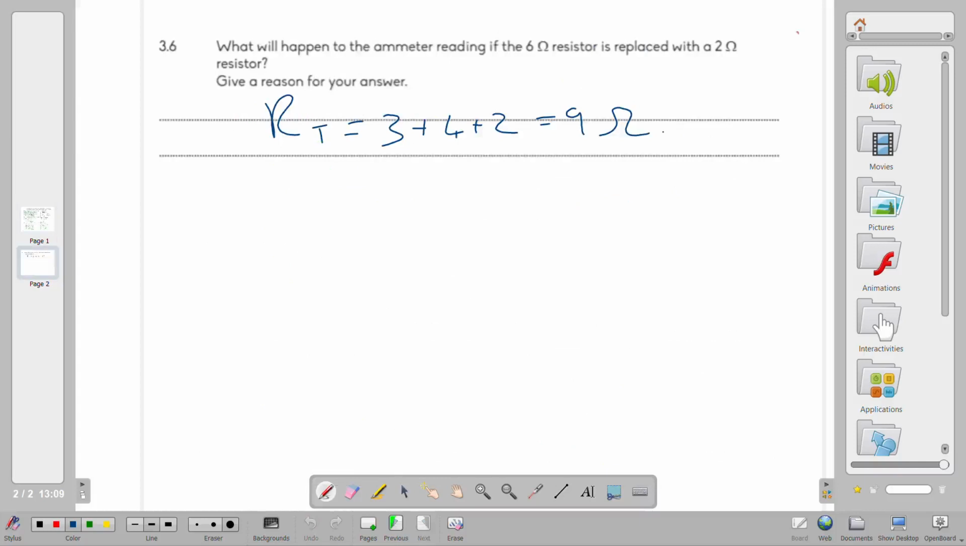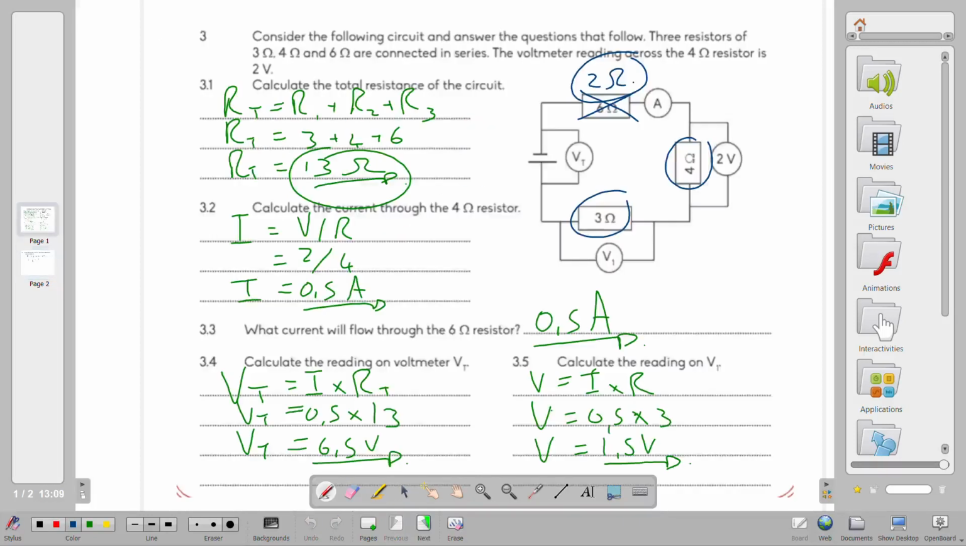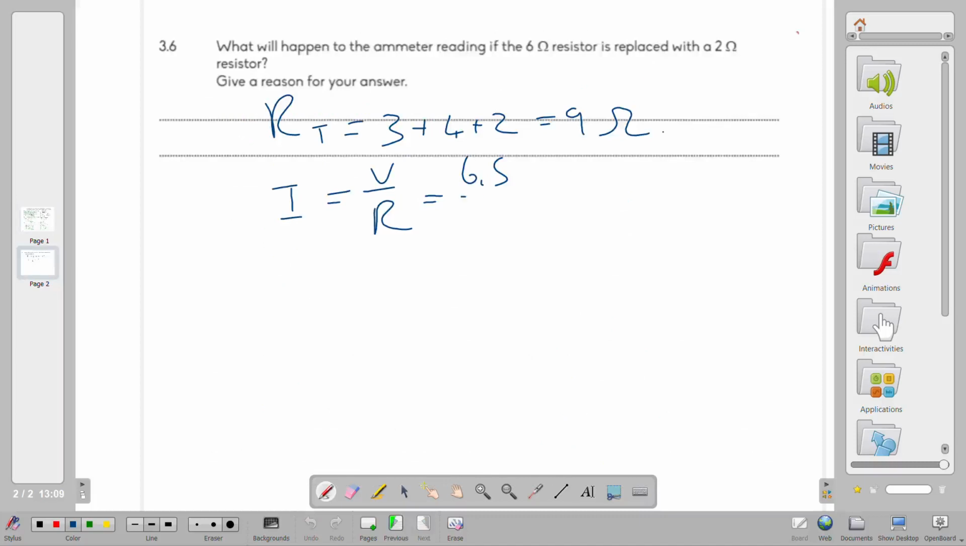And they're asking what will happen to the ammeter reading. So I is equal to V over R. V is my battery. Does that change? No, it stays the same. So I can just go ahead and use the 6.5, and the total resistance is 9 now. If I calculate it, 6.5 over 9 gives me 0.72 amps. All right. What does that mean?